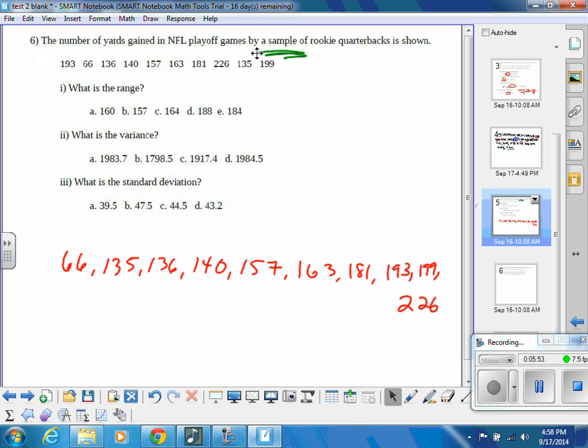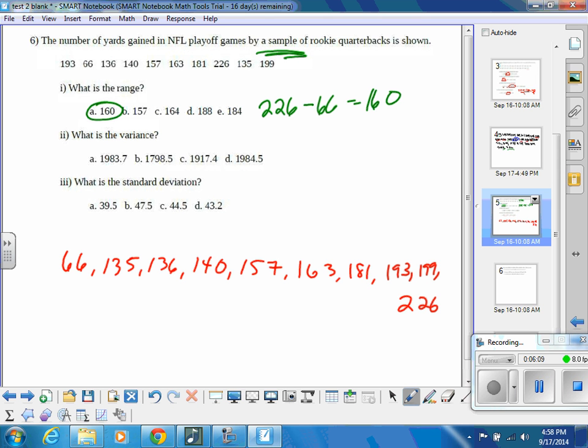So the first question says, what is the range? And the range is where you subtract your biggest and smallest ones. So you do 226 minus 66, and you end up with 168.